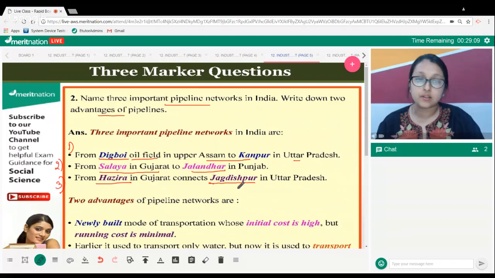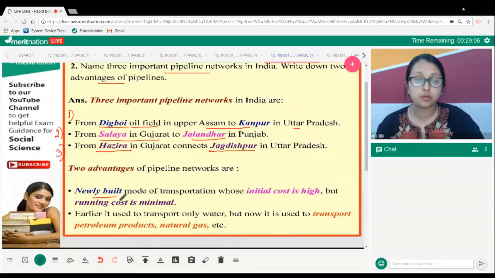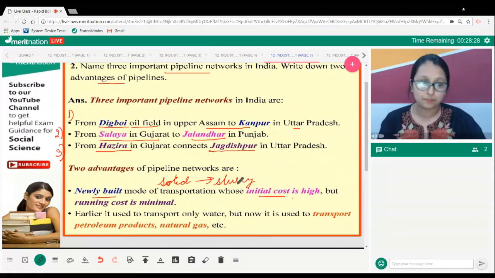Also, now you have to write down the advantages. It is a newly built mode of transportation whose initial cost is high but running cost is minimal. Why are we saying that? The initial cost will be high because when you are investing in the pipelines, it will cost you more, as you have to dig underground, dig a lot of roads. But once you have properly installed all the pipelines, it will be very easy. Also, solid substances can be converted into slurry, which is a semi solid form, and then you can easily let the liquid flow through these pipelines.